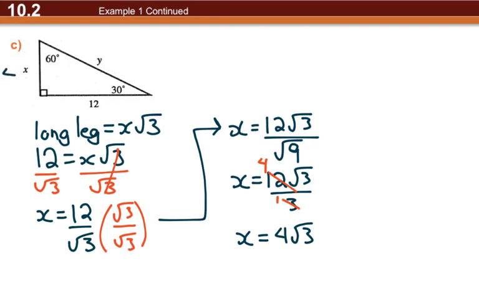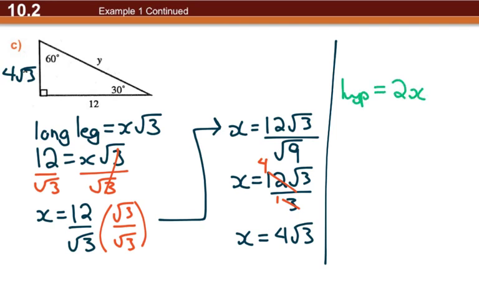I'm just going to label that on the triangle here. Finding the hypotenuse now is relatively easy. We know that the hypotenuse side in general is 2x. We just found x. It's 4 root 3, so the hypotenuse would be 2 times 4 root 3. Simplifying that, we can multiply the 2 with the 4, so we get that the hypotenuse is 8 root 3.